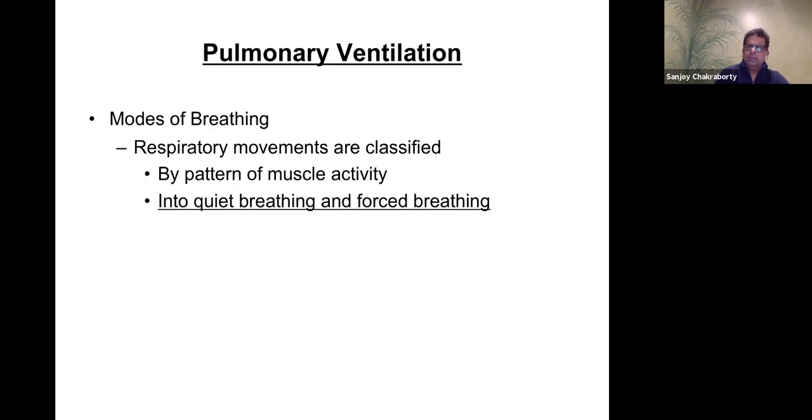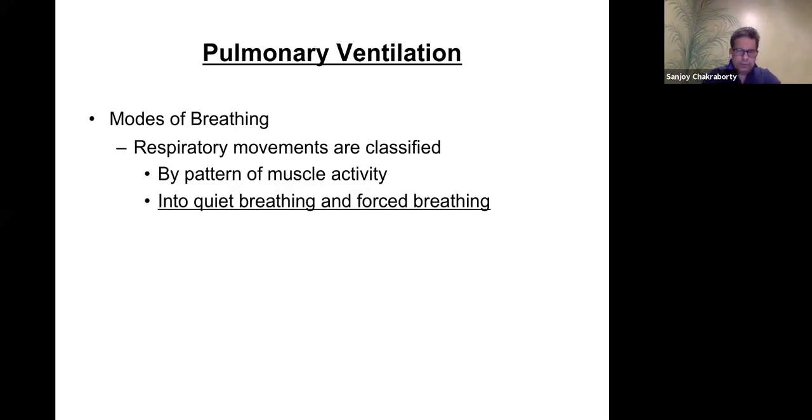So let me mention the mechanism right now. Also, just a simple mechanism, just to understand what is inhalation and what is exhalation. Inhalation means the movement of air, in this case, from outside to your lung. Exhalation means movement of air from your lung to outside.